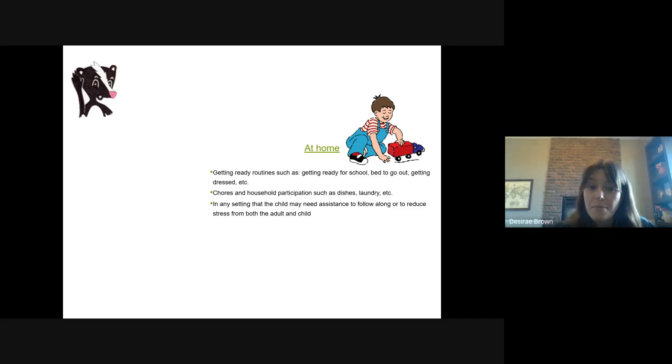Sometimes the bedtime routine can be a helpful one to have visuals around. So maybe you have each step, like first we brush teeth, then we go to the bathroom, then we read a book, and then say goodnight or something like that. So kind of thinking about what could work for you. But those getting ready routines can be really helpful to have those visuals with.